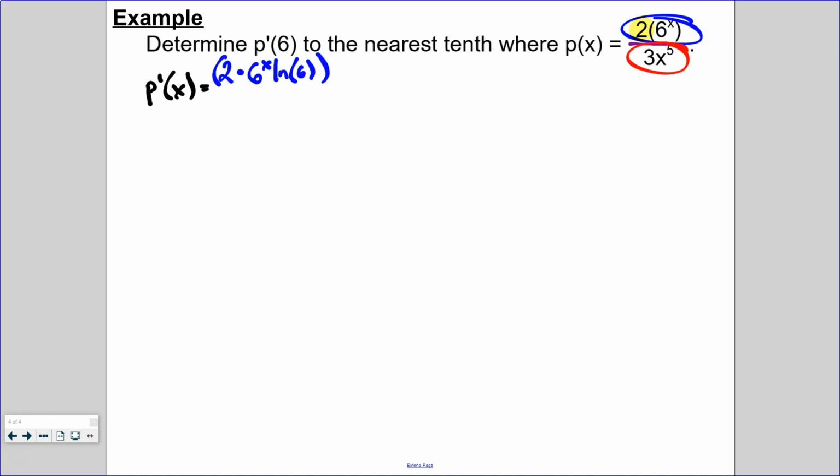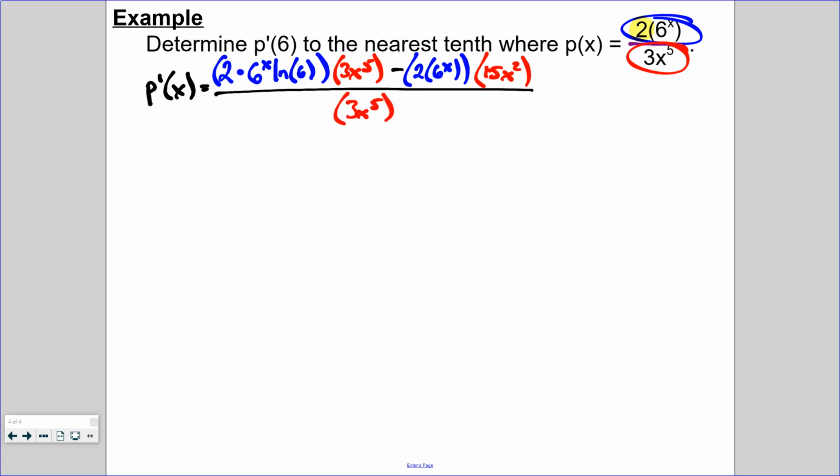Then quotient rule says we multiply by the bottom, that is untouched. And then quotient rule says we subtract the original top function, which is 2 times 6 to the x power, and multiply that by the derivative of the bottom, which is a simple power rule of 15x squared. Then we're going to divide this whole thing by the denominator, 3x to the fifth, and then we just square it.